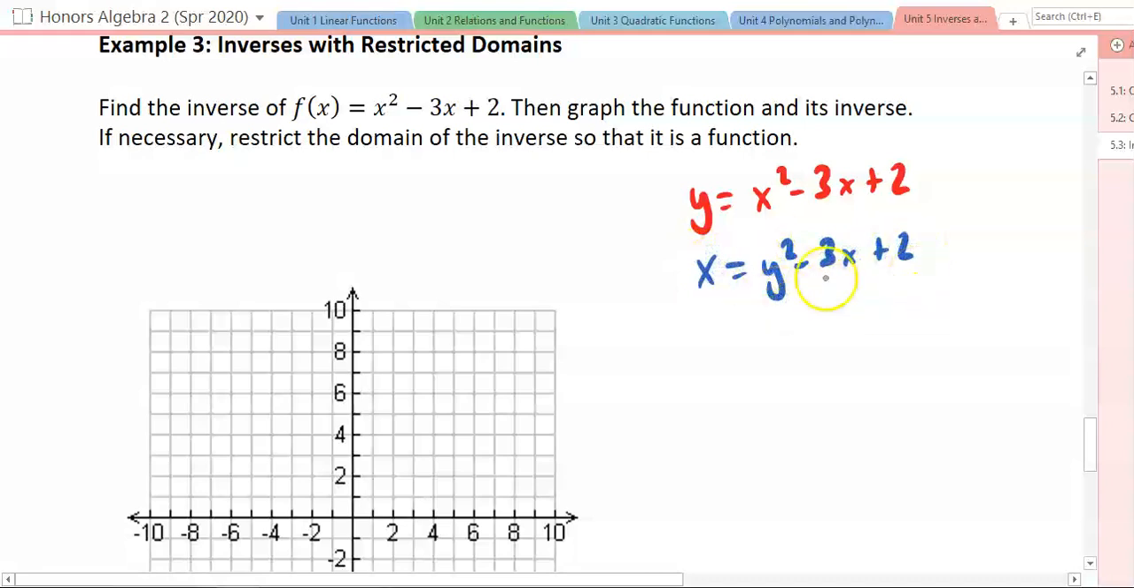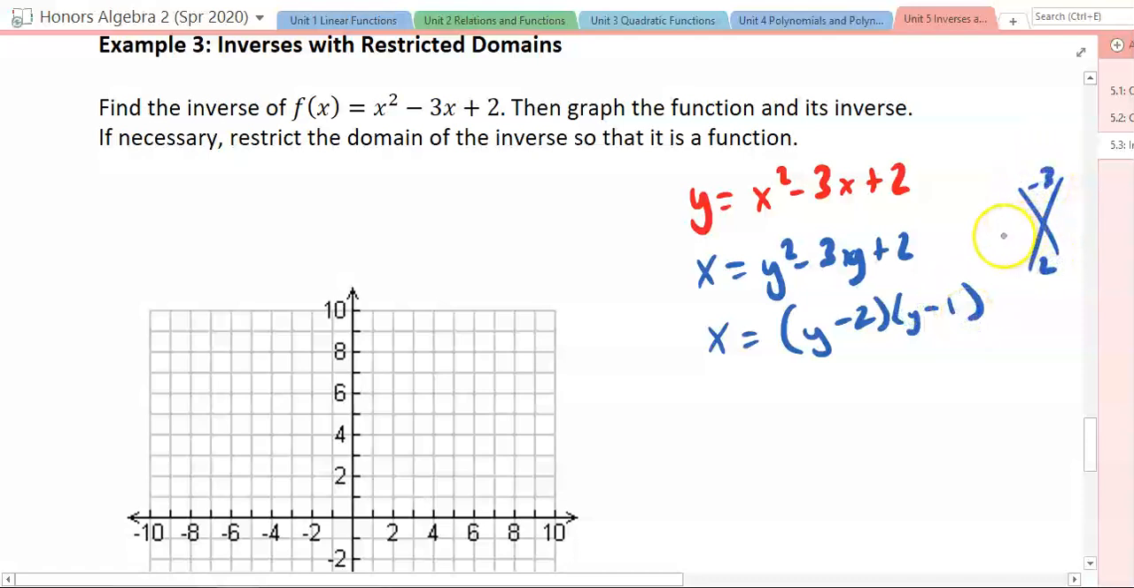So x is equal to y squared minus 3y plus 2. Well, this is a quadratic, so I can factor it. So x is equal to y minus 2 times y minus 1. Now, again, that comes from our x puzzle. I've got negative 3 and I've got 2. And so negative 2 and negative 1 will multiply.